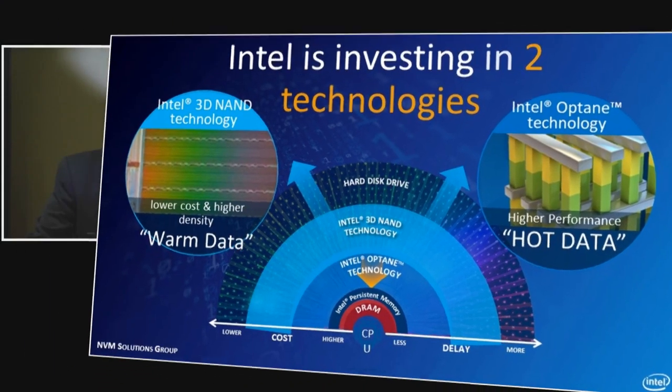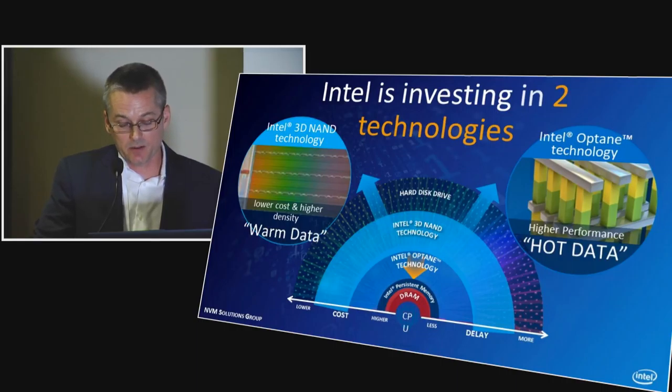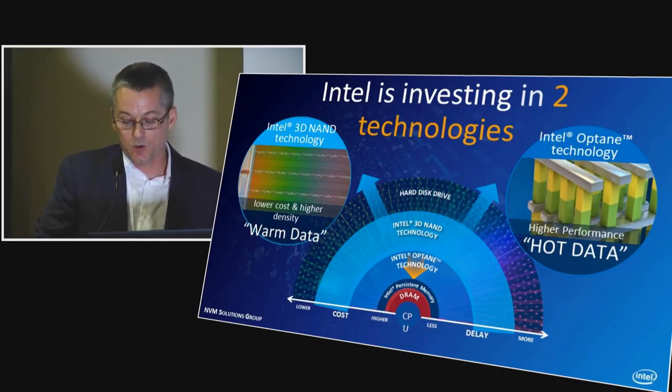And 3D XPoint and 3D NAND is really getting back to my earlier analogy. It's that symbiosis of speed and mass or bulk storage. We see both of these technologies existing in cooperation in order to better service data needs. On the left, 3D NAND is about higher density and lower costs.